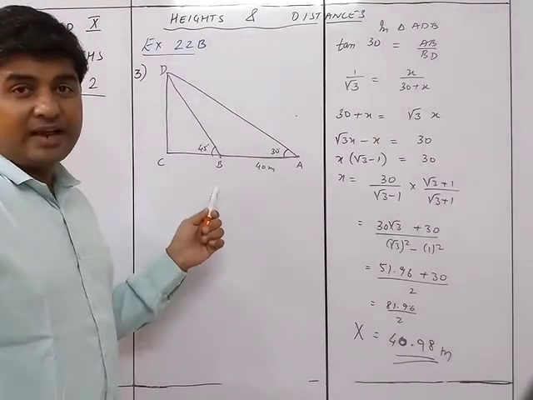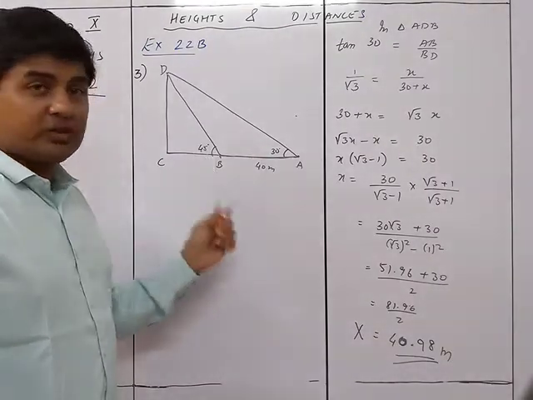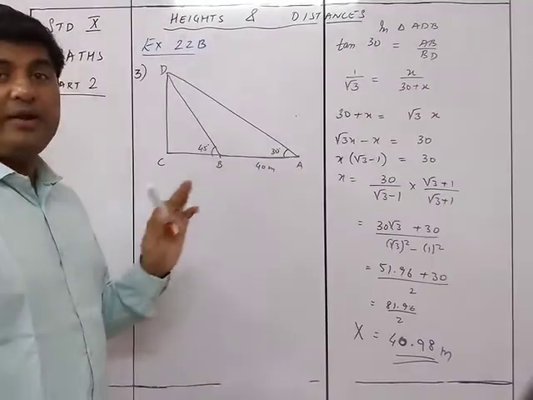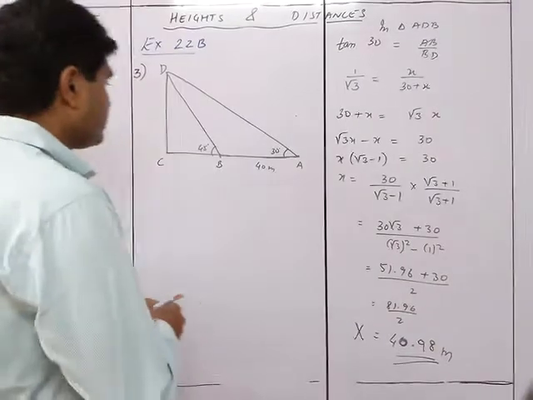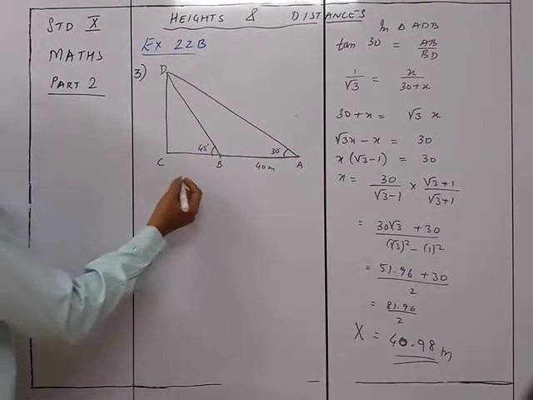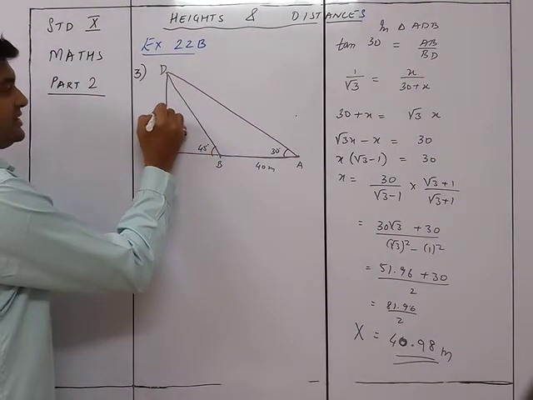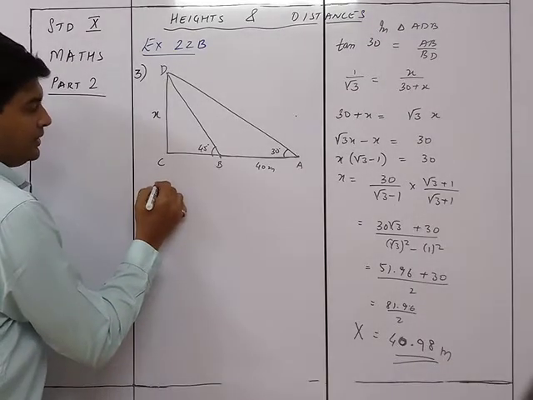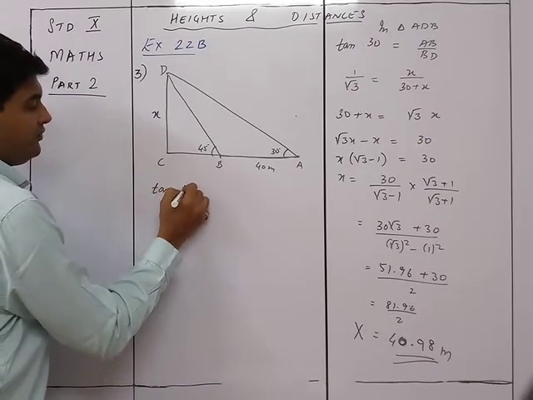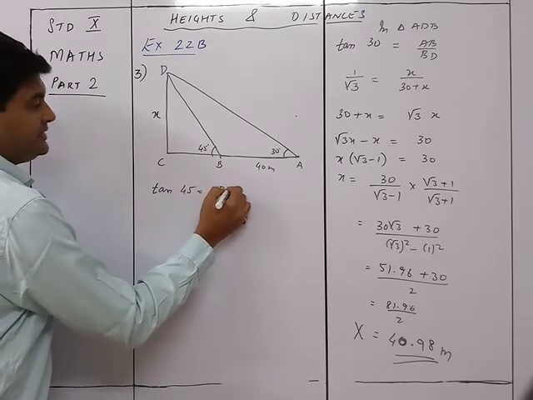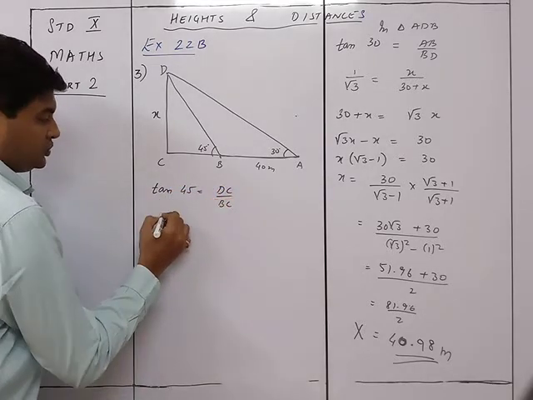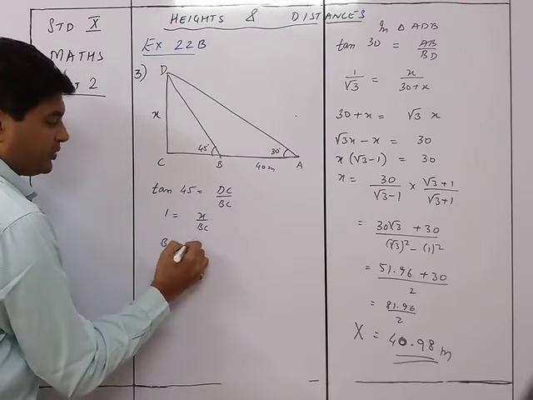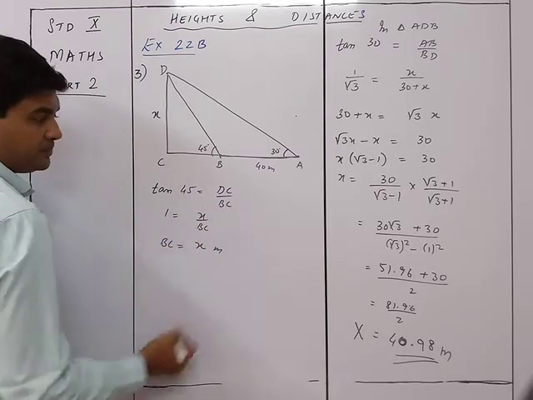Very important to understand the question and to draw this figure. Once you have drawn this figure, easy. But till this point, difficult. So same as what we did earlier, we'll take this as x. So we have over here that tan 45 is equal to DC upon BC. So 1 is equal to x upon BC. Therefore BC is equal to x meters.